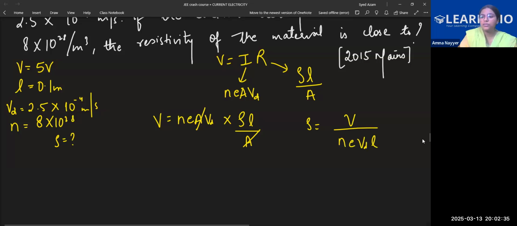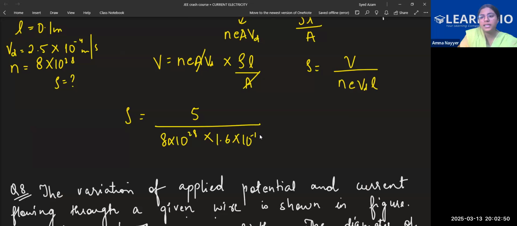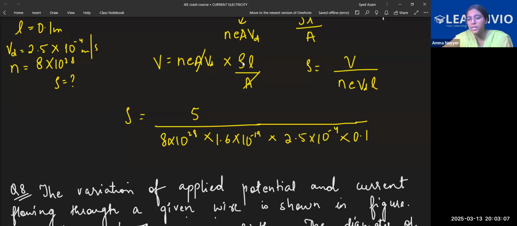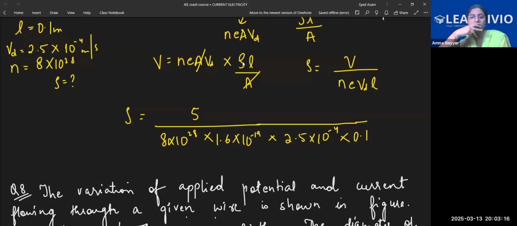So let's put the values. The resistivity is equal to 5 by, what's the value given? n, 8 into 10 to the power 28, e, 1.6 into 10 to the power minus 19, drift velocity 2.5 into 10 to the power minus 4 meter per second, and length is 0.1 meters. This much. What's the SI unit of resistivity? Upasana? Ohm meter. Yes.